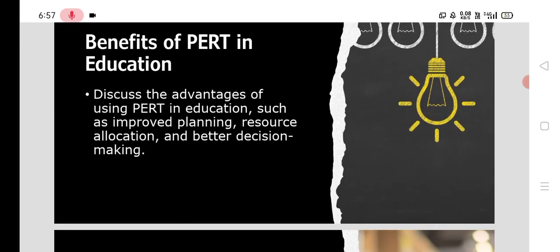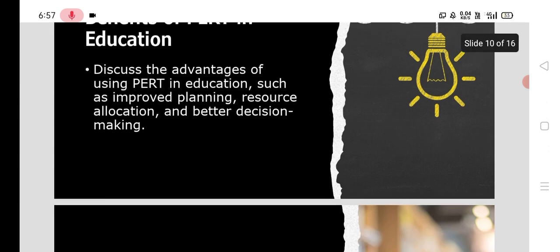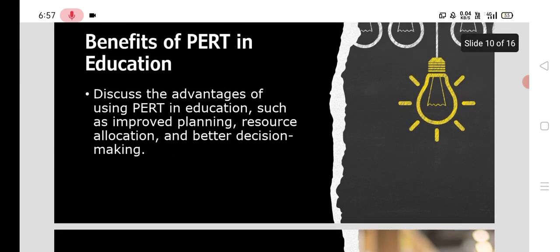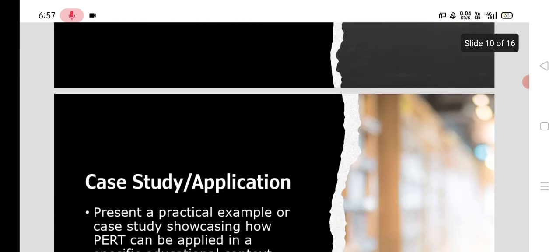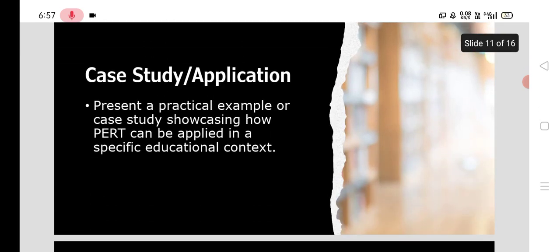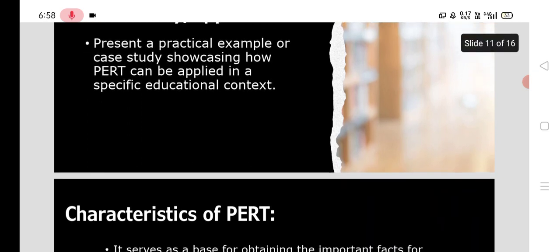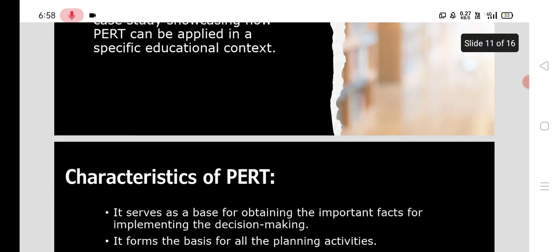Benefits of PERT in education. What are the benefits of PERT in education? Okay, let me discuss the advantages of PERT. First one, improved planning and resource allocation and better decision making. These are the important benefits of PERT. Then case study and application. Present a practical example or case study showcasing how PERT can be applied in a specific educational context.